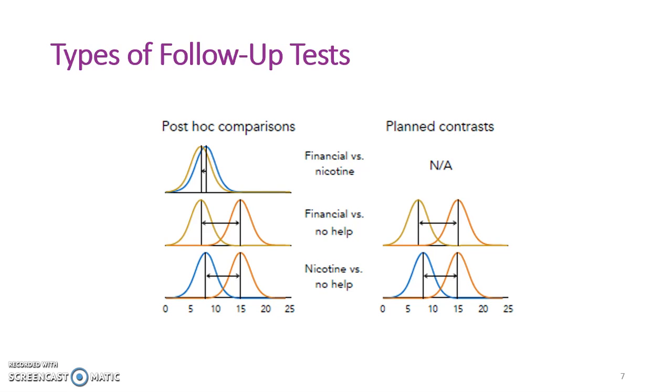We would compare the financial incentive group to the no help group, because we think the financial incentive will reduce smoking intensity more than the no help group. And then we will do a planned contrast of the nicotine versus the no help group, again with the same hypothesis that the nicotine therapy group will reduce smoking intensity more than the cold turkey group.